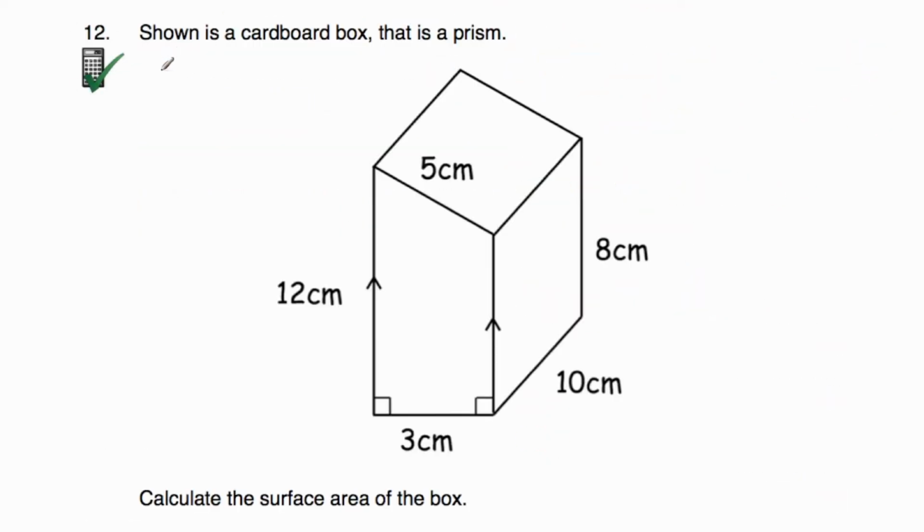Okay, question number 12. Question number 12 says, shown is a cardboard box that is a prism. So we've got this cardboard box that is a prism. It's got a trapezium as the cross section, so it's a trapezoid prism. And we've been asked to calculate the surface area of the box.